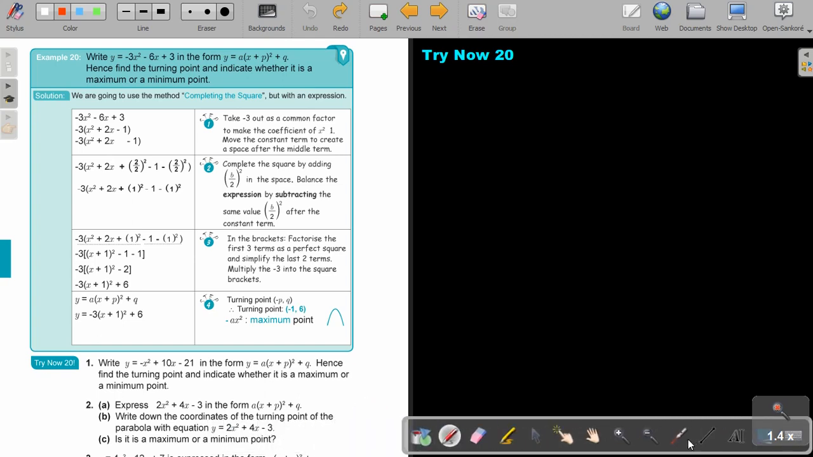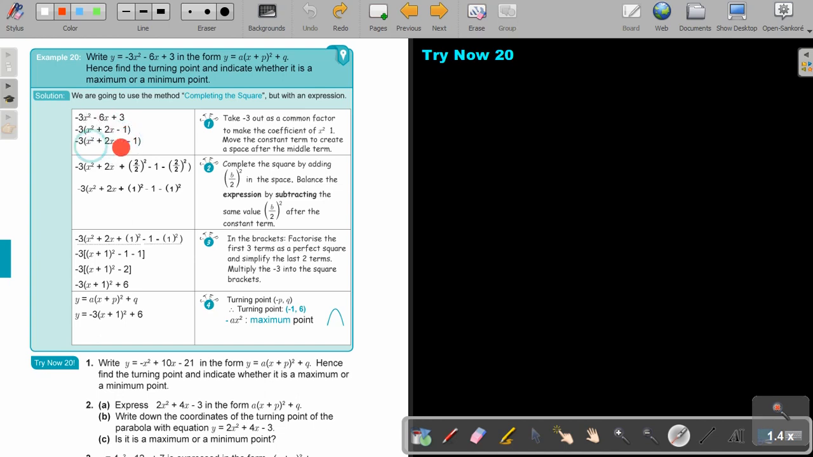Okay, now if you look at this example, write this in the form of this, hence find. Now the problem in this case is that this is not a 1, and I must first make it a 1, and now it complicates it a little bit. Okay, so I cannot divide because it's not the equation. I can only take it out as a common factor, and that's what I did. I take negative 3 out as a common factor. Now remember, the signs will change.